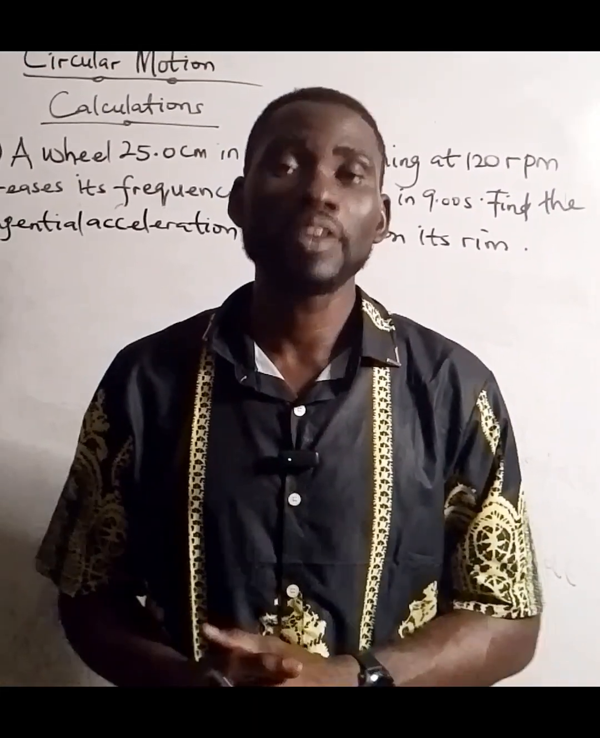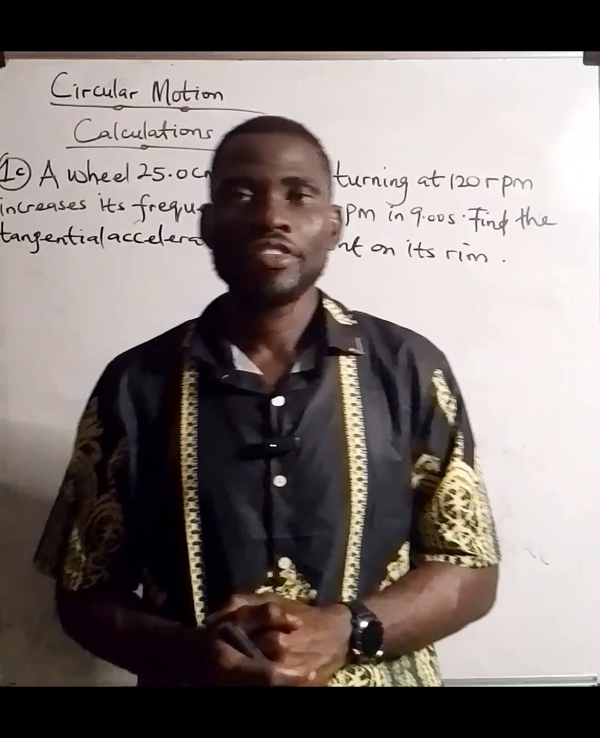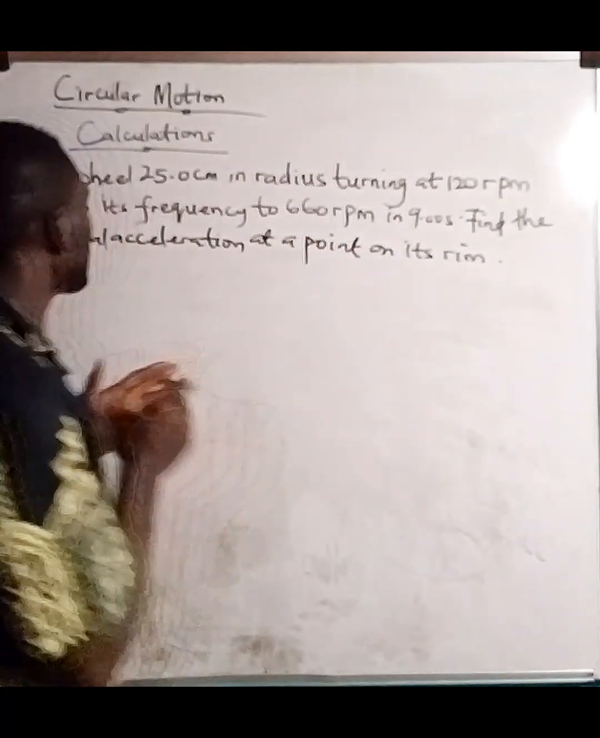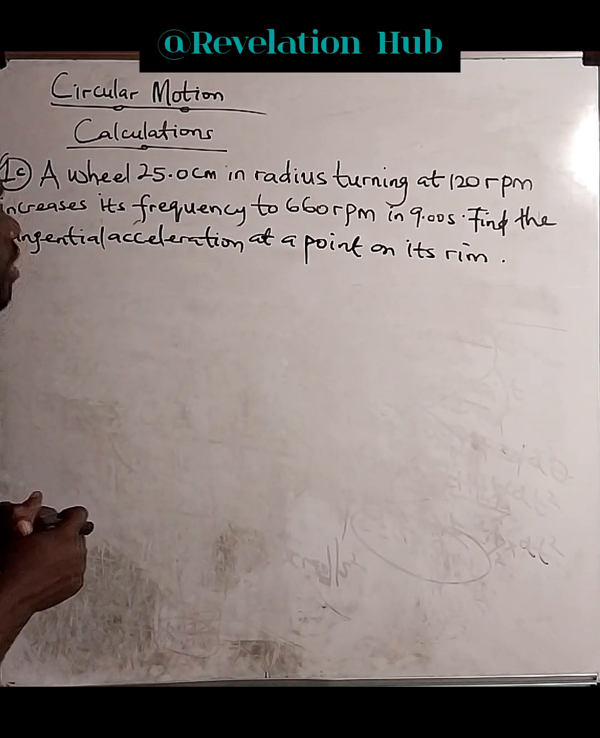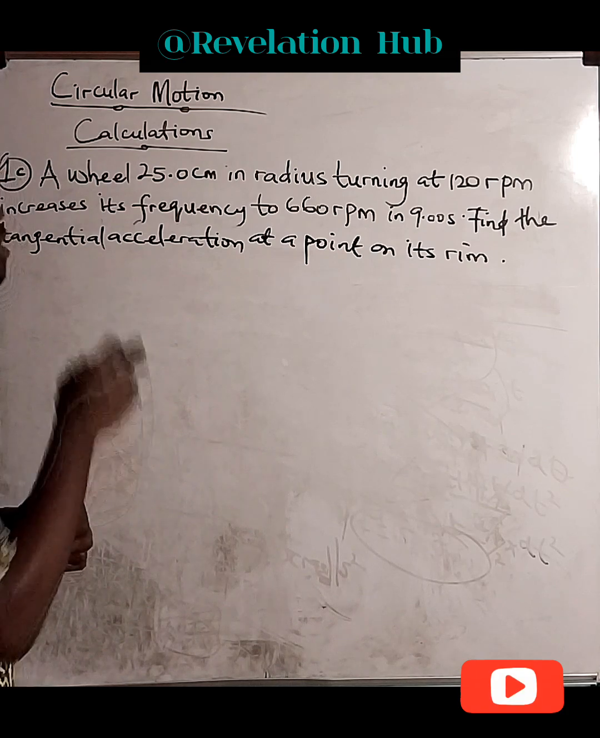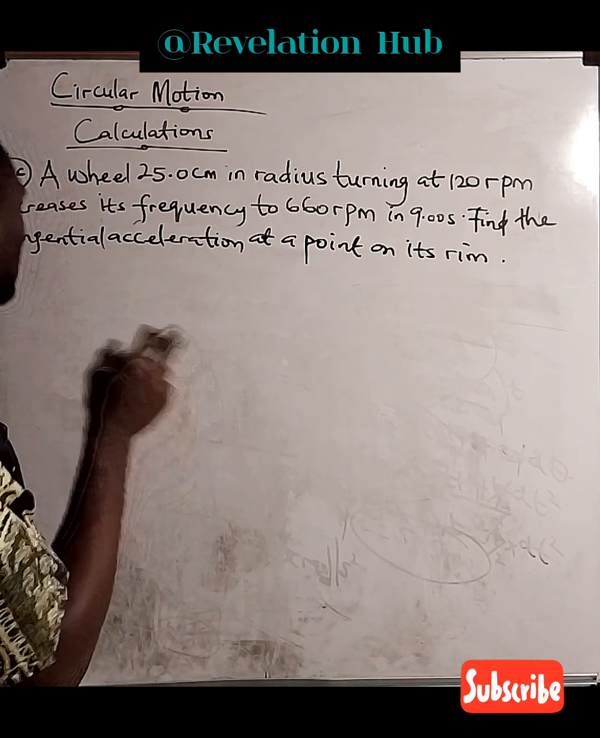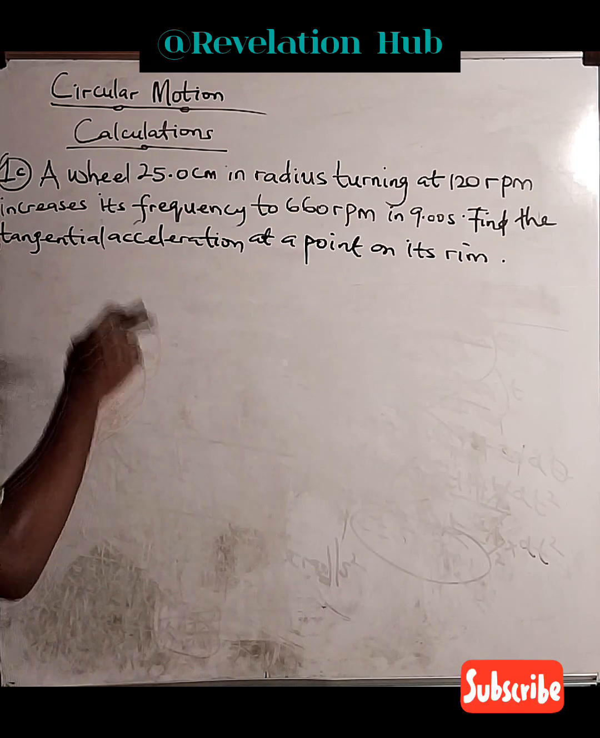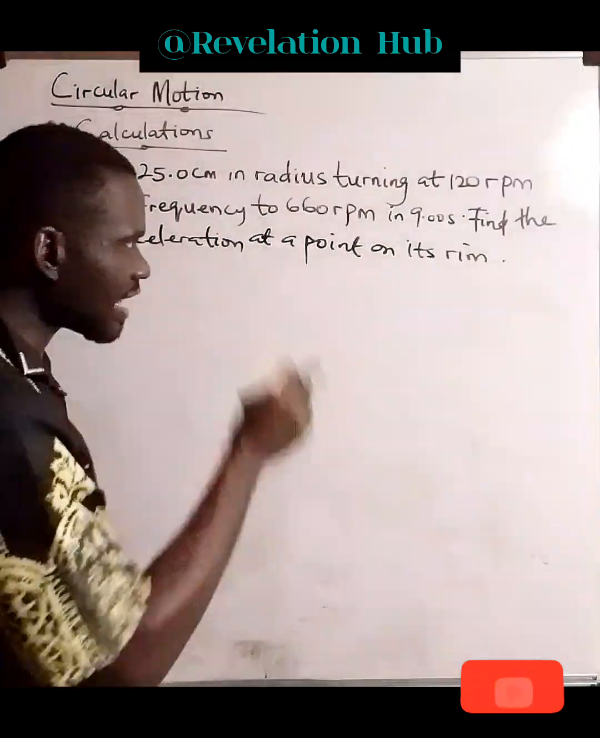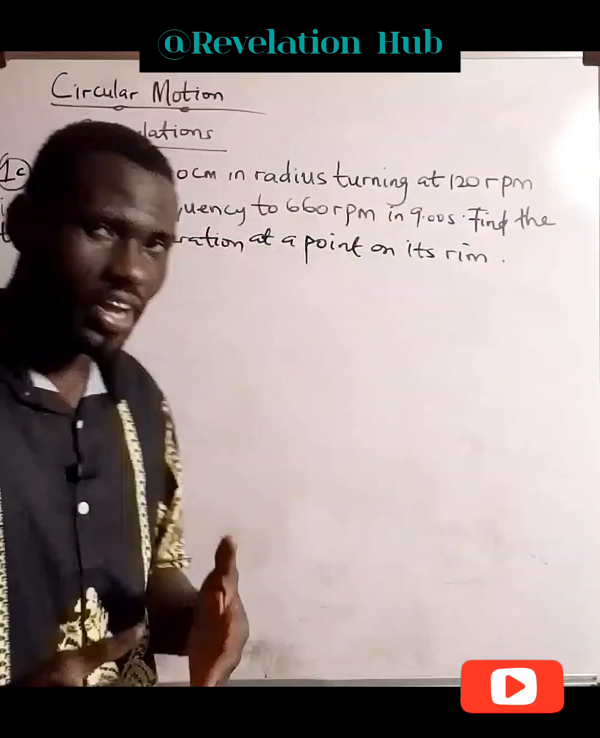Hello guys, in this lesson, you're going to be solving another worked example on circular motion. Right here, we have a wheel 25 centimeters in radius turning at 120 revolutions per minute, which increases its frequency to 660 revolutions per minute in 9 seconds. Find the tangential acceleration at a point on its rim. Now, don't forget, this is another beautiful one, but it's very simple.